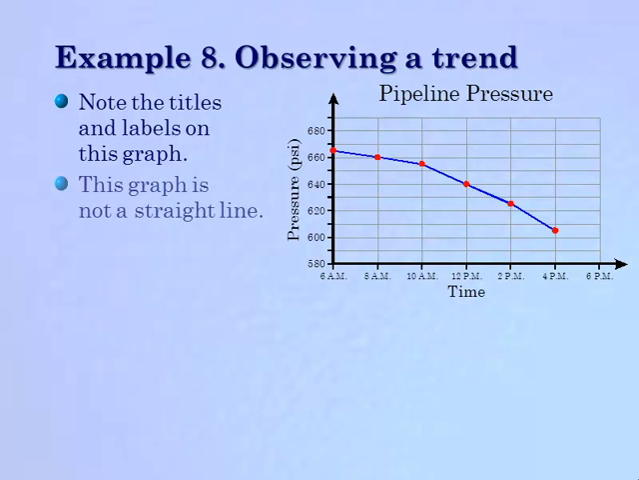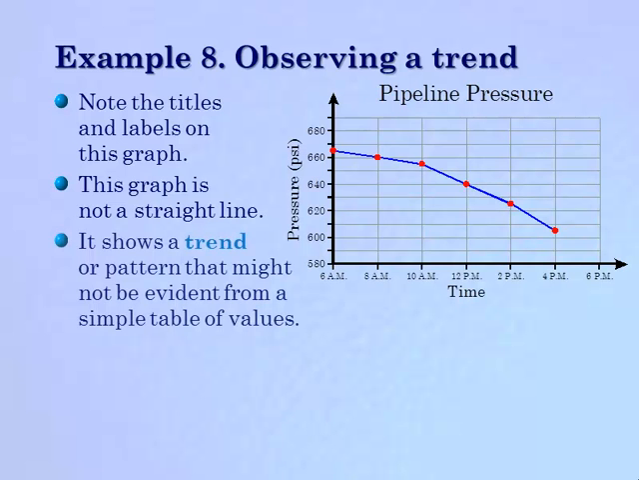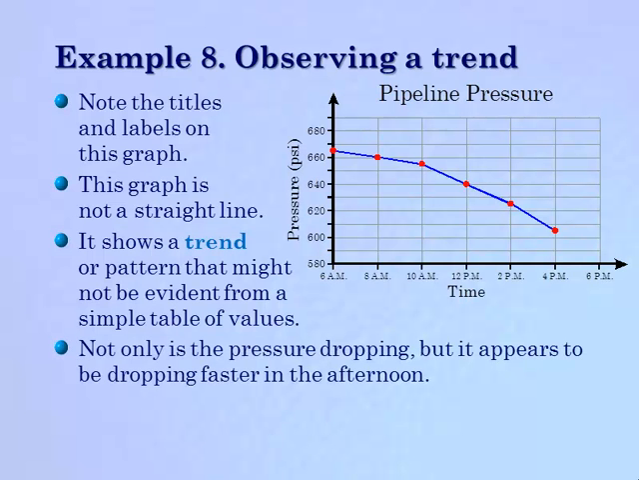It shows a trend or pattern that might not be evident from just a table of values, but it looks like things are going downhill, doesn't it? So it looks like not only is the pressure dropping, but it also appears to be dropping faster in the afternoon as it did in the morning. So that's probably not a good sign for this pipe. Spotting trends like this is a common use for time graphs.